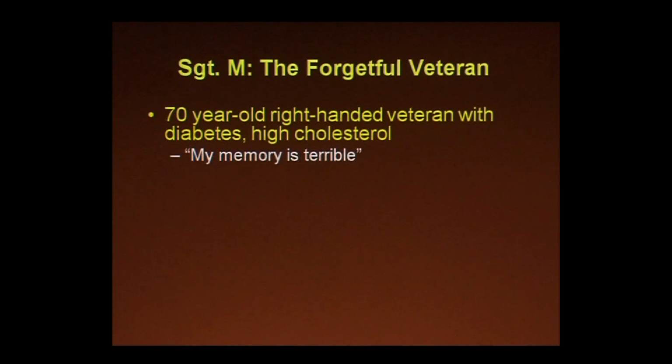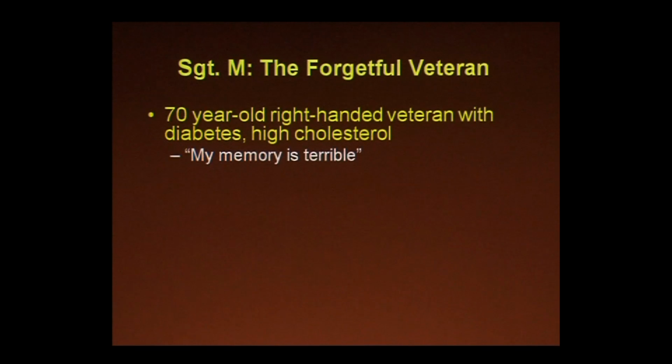As a neurologist, I learn about diseases by seeing patients. And so I thought I'd begin with a case presentation. This is a patient that I cared for. We'll call him Sergeant M. He's a 70-year-old man. He has diabetes, high cholesterol, and the first time I met him, he just sat in my office and said, "My memory's terrible, doc."